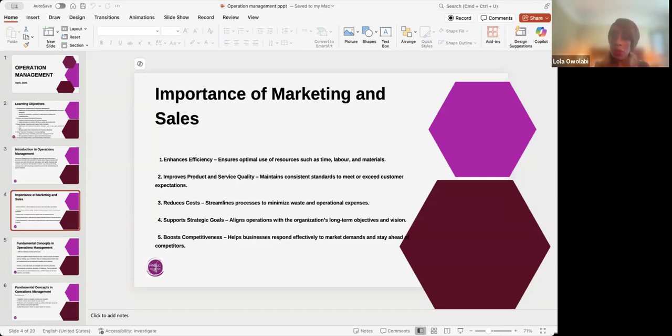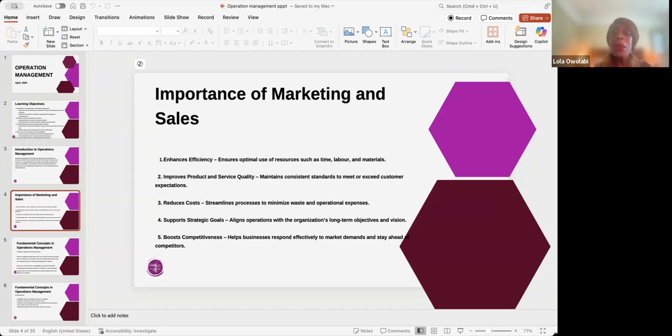And then another importance of marketing and sales is supporting strategic goals. What are the goals of the organization? What do you want to achieve? So you could say in quarter 4, we want to increase our turnover by 75%. You've got to have those strategic goals. And what does this do? It aligns operations with the organization's long-term objectives and vision.